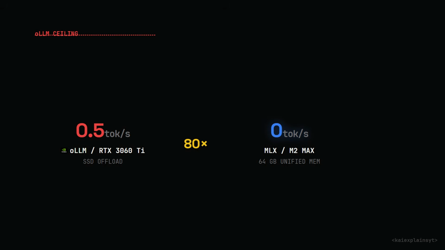The sharpest counterargument in that thread came from someone with an M2 Max and 64 gigabytes of unified memory. Same model class at 4-bit using MLX, 42 tokens a second. Same idea, opposite conclusion. Fit the model into fast memory and you win by 80 times. That is the ceiling oLLM is bumping against, and no flag will move it.